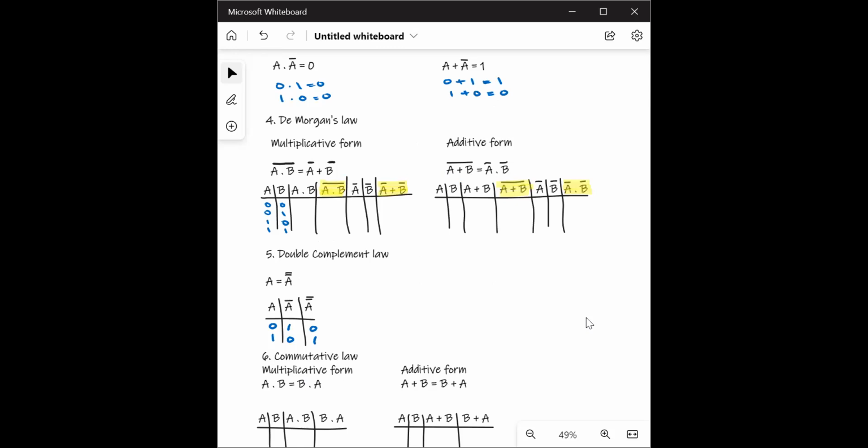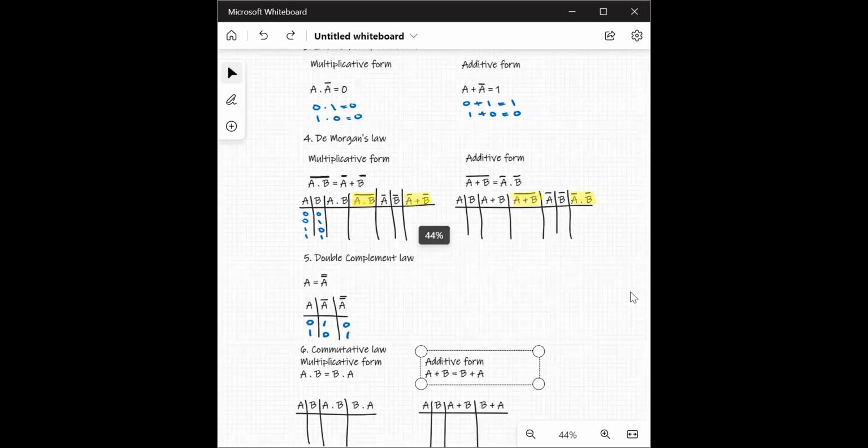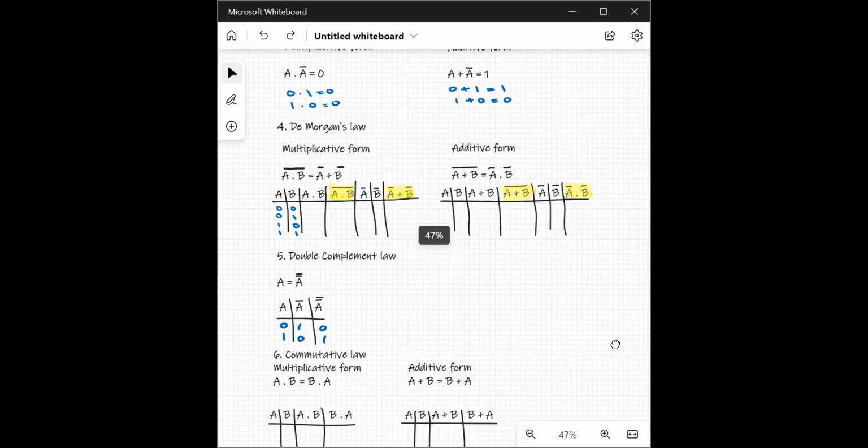Then the fifth one, we have the double complement law. A equals A double bar. That means you get the complement of a variable, and if you take the complement again, which we call the double complement, you'll get the same variable. So A is equal to A double bar. Right. Then the sixth we discussed.